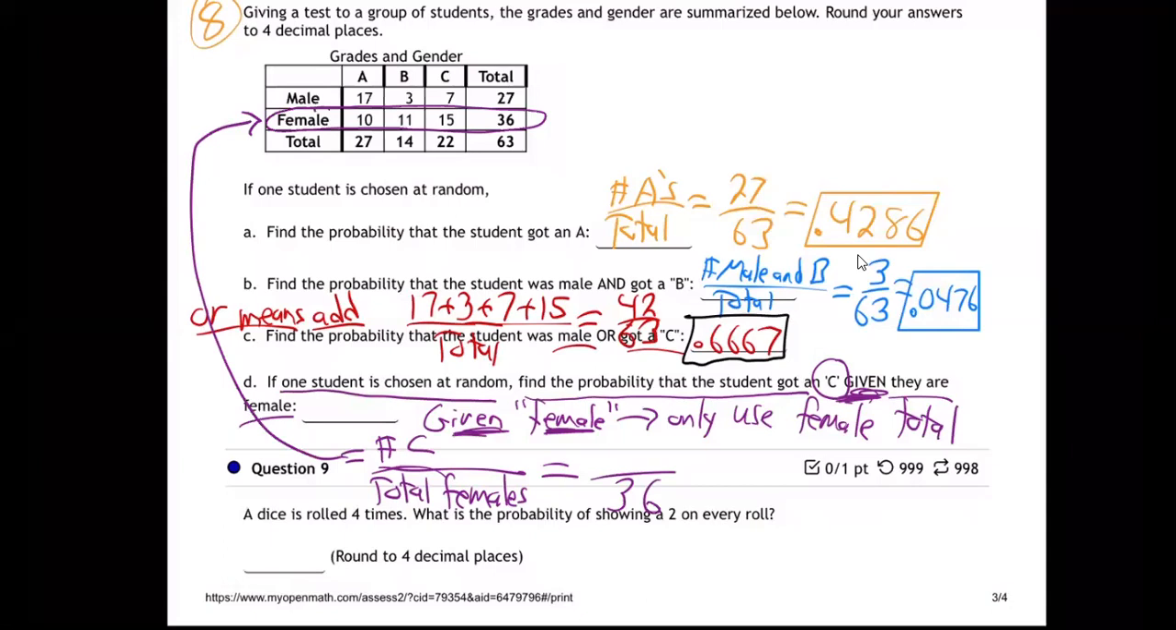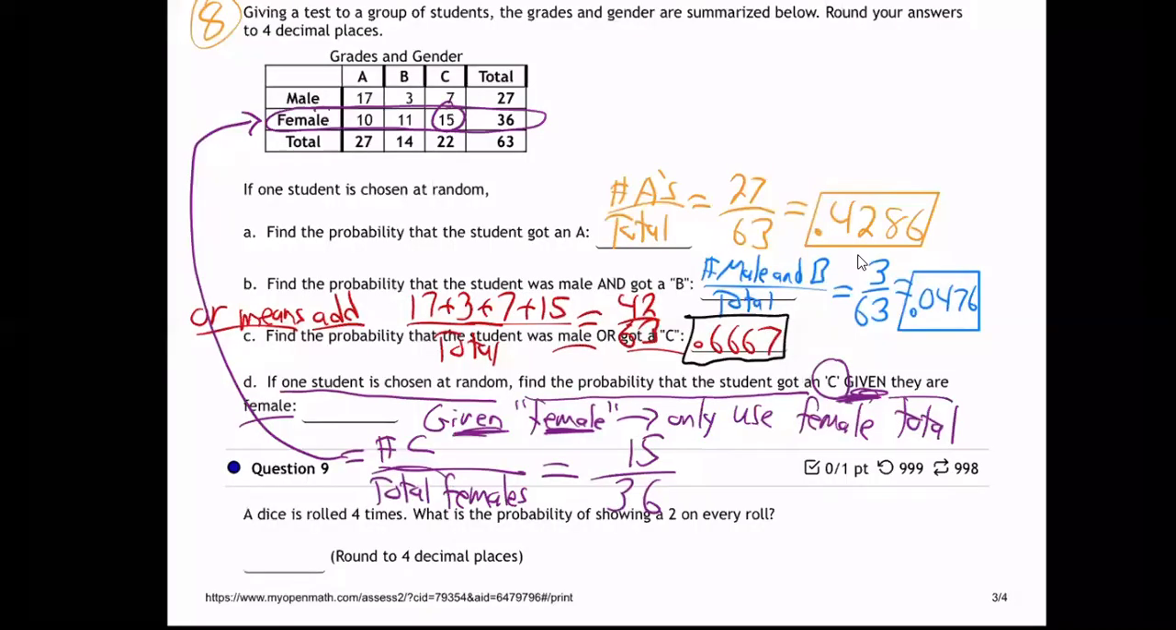And so they're saying, what's the chance this person got a C, given they're a female? So we're only talking about females. We're given they're a female. So we're only talking about the 36 females. So out of those 36 females, what's the chance they got a C? Well, 15 of them out of the 36 got C's.